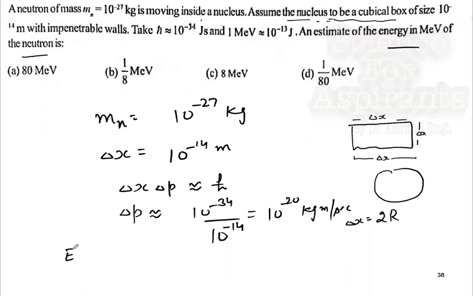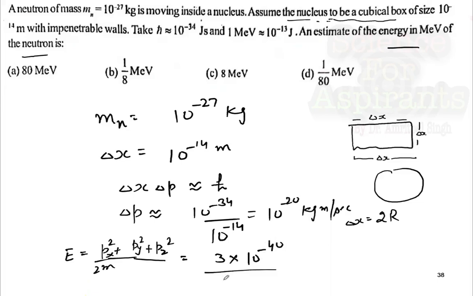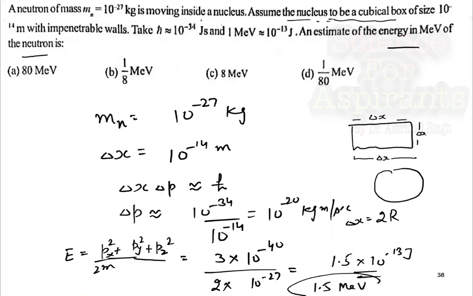Now, energy that we generally know is of the order of p square over 2m. Now, this neutron can travel in three dimensions. So we need to mention all those momentums along x-axis, along y-axis, along z-axis. So it comes out to be p square, 10 to the power minus 20 square. So that is equal to 10 to the power minus 30, minus 40 over 2 into mass of neutron, so that is of the order of 10 to the power minus 27. So it comes out to be of the order of, when you calculate, 1.5 mega electron volt. And this result is more or less close to a value of the binding energy of this nucleon. So option C is the most appropriate option for this problem.